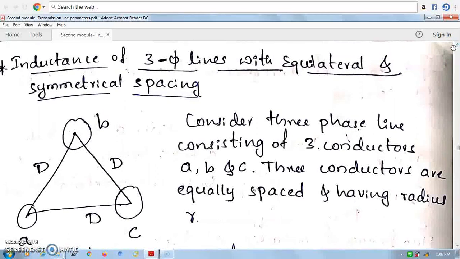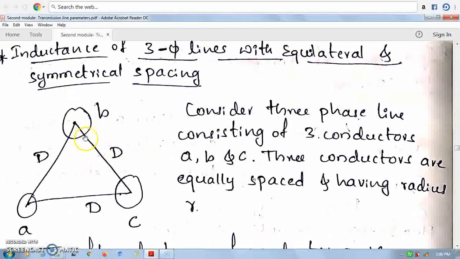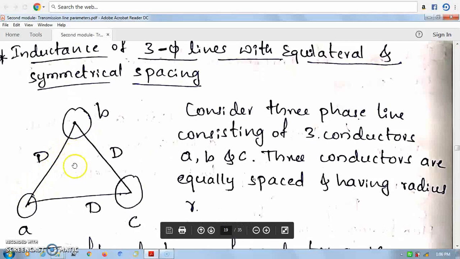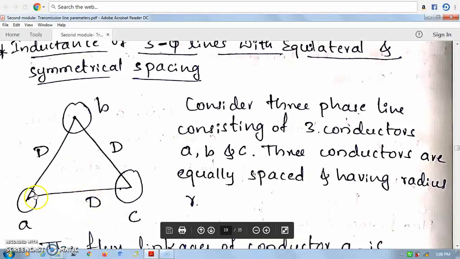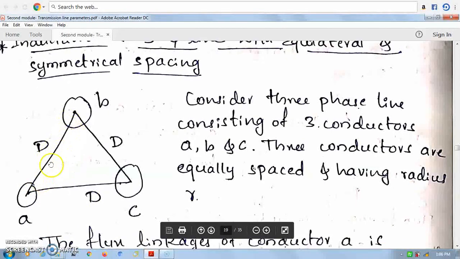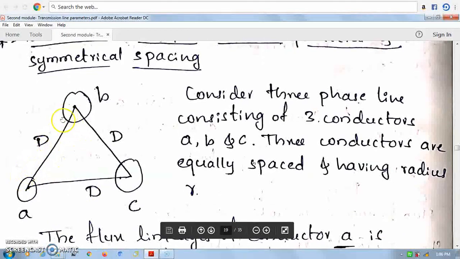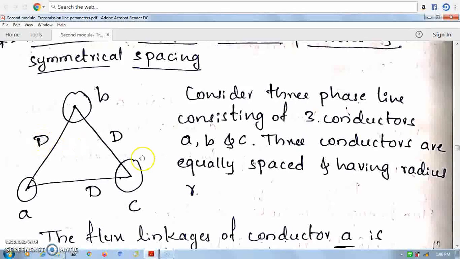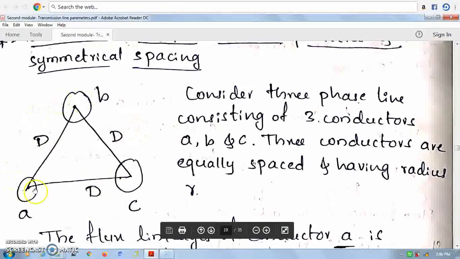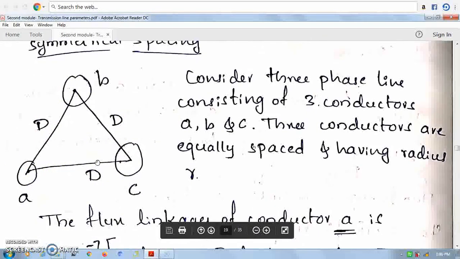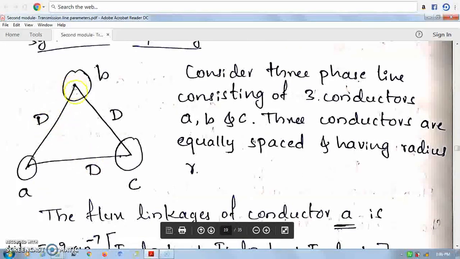Next topic is inductance of three-phase lines with equilateral and symmetrical spacing. Here, considering a three-phase line consisting of three conductors A, B and C. These three conductors are equally spaced, with equal distance D between each pair, and all have a small radius.